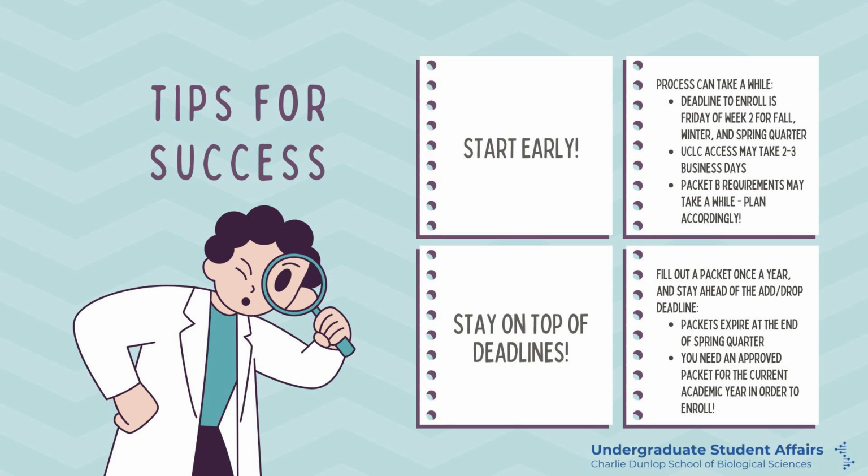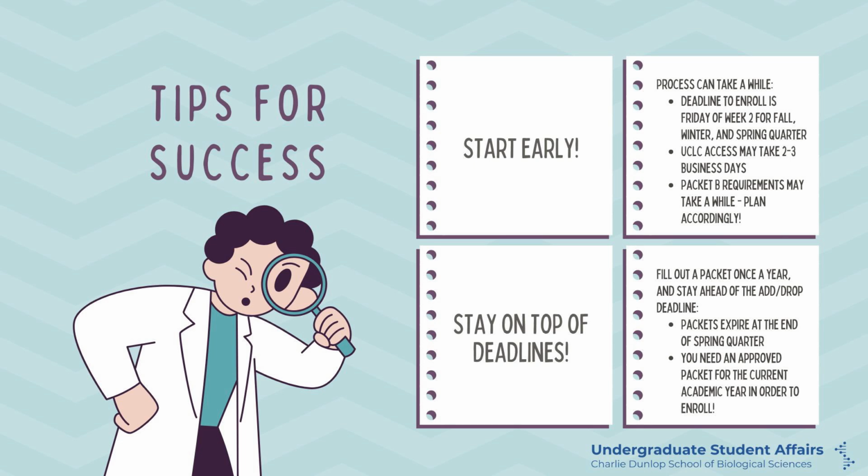This is particularly important when it comes to UCLC training certificates, as if it has been a long time since you last accessed UCLC, then you will need to submit an affiliate request in order to access the site with your UCI Net ID, which will take 2 to 3 business days. Packet B requirements, such as the health clearance, may also take a while, so plan accordingly.